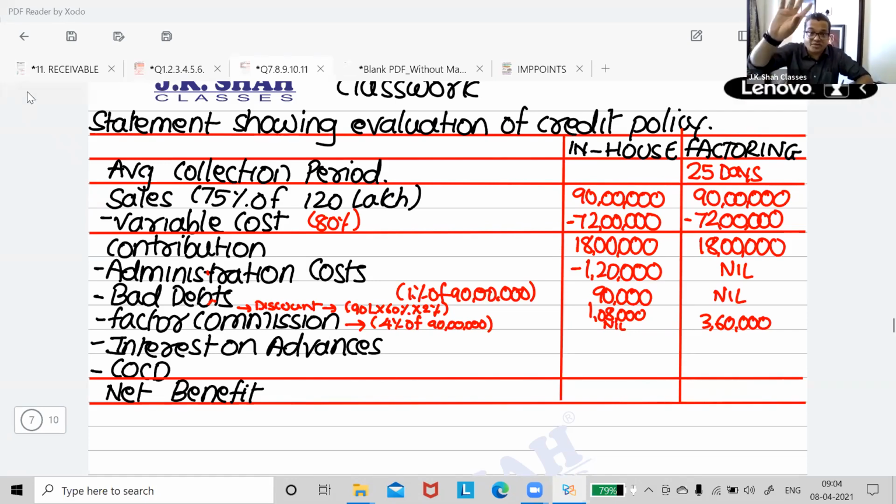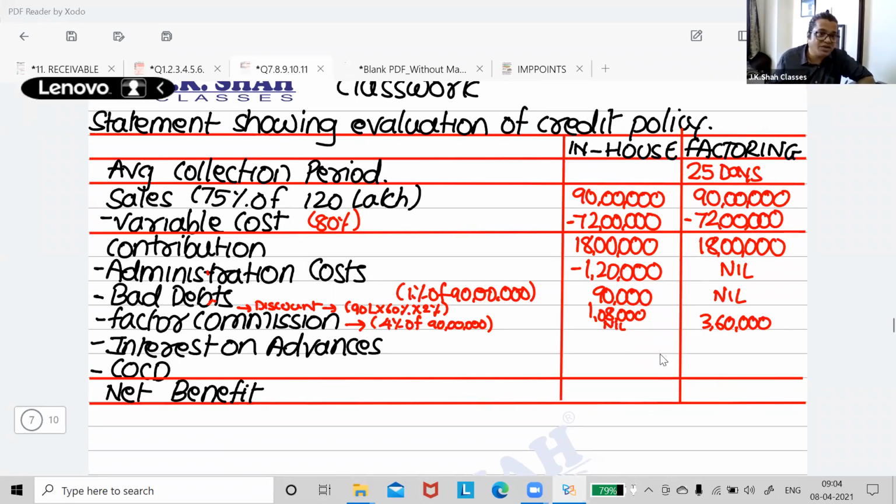Okay. Acha, one more minute. This discount will come only in in-house, guys. Right? When it goes to factoring, whether to give them discount or a proper tight plan for not paying the money on time, it's the factor's lookout. He will collect the way he wants. He has promised that he will collect in how many days?